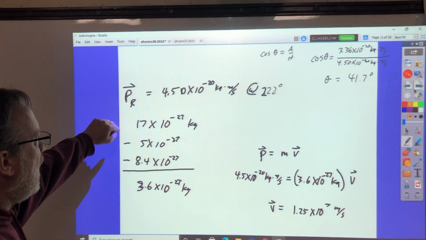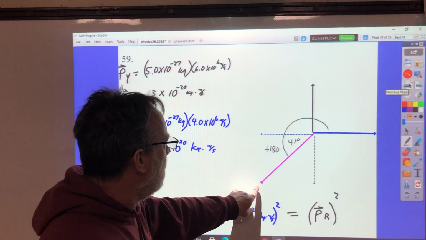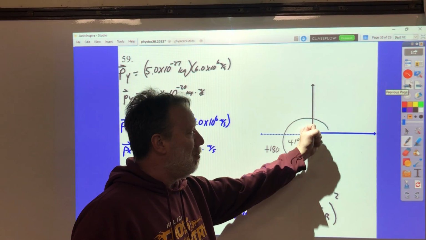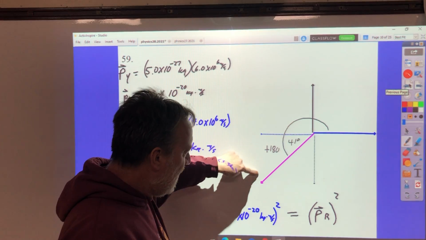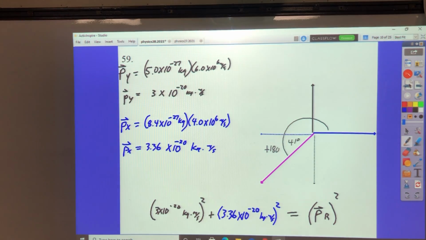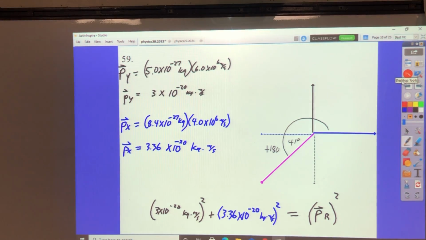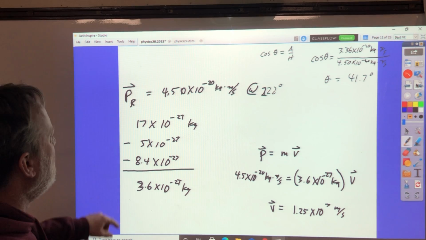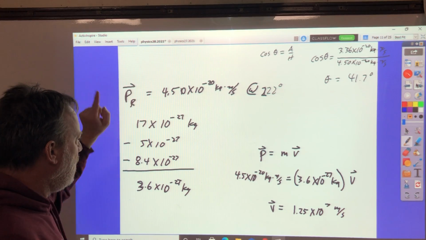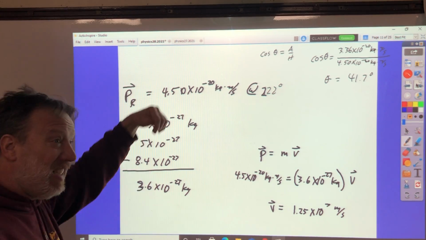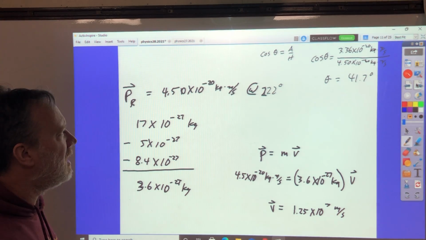I have the mass of the whole, I need the mass of that particle. Here's the problem. I need the mass of this particle. I know what it was before it went splat, and I know what this is, and I know what this is. So to get the mass of this particle, I take all the mass minus that, minus that. And all the mass was 17 times 10 to the minus 27th kilograms, minus the mass of one particle, minus the mass of the other particle. The piece that's going pew this way must have a mass of 3.6 times 10 to the minus 27th kilograms.